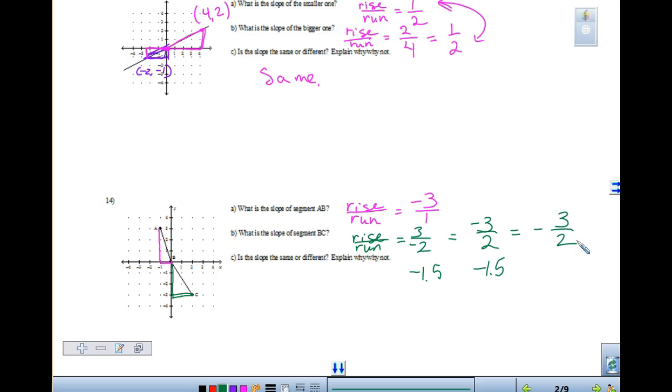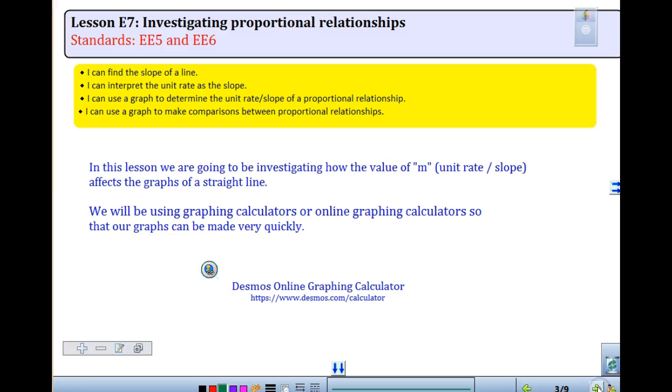Anyone else? So make sure you have this one done. This is very similar to the stuff you're going to see on the test, where I ask you to compare them and write about the slope. So you'll see this question a few more times. All right, so turn to E7 in your notes. If you didn't finish your F6, you want to make sure you have that done.